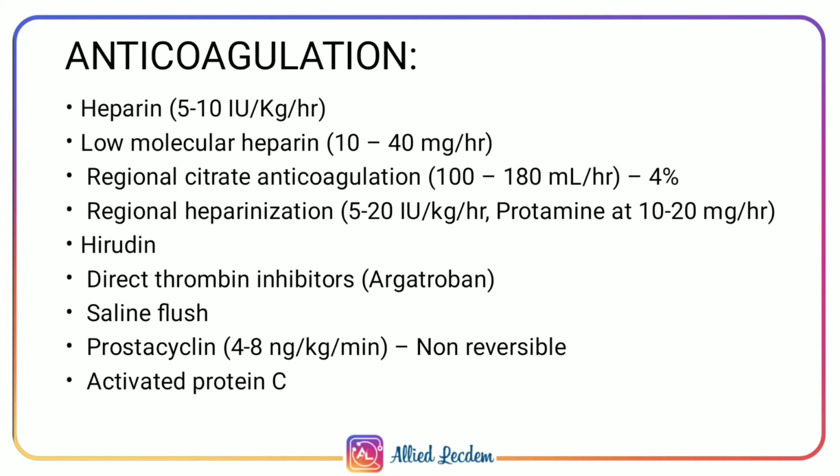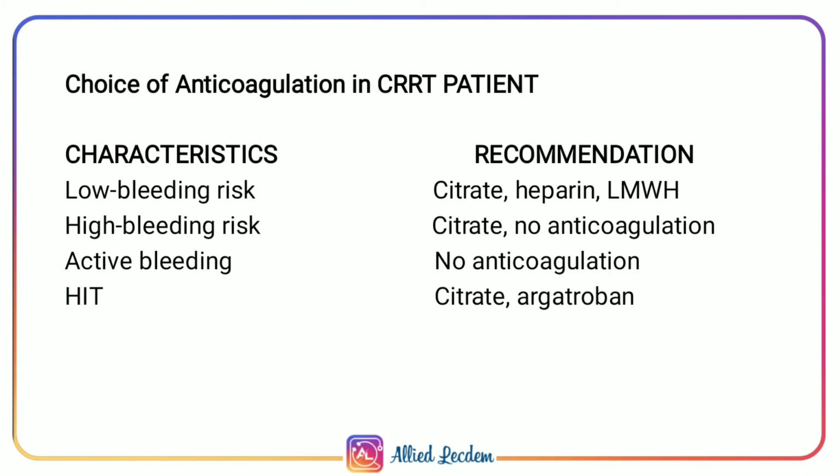The anticoagulants used are heparin, low molecular weight heparin, regional citrate anticoagulation, regional heparinization, direct thrombin inhibitors, saline flush, prostacyclin, and activated protein C. Next, the choice of anticoagulation in CRRT patients, the characteristics of the patients and the recommendation of the anticoagulation. For low bleeding risk, we use citrate, heparin, low molecular weight heparin. For high bleeding risk, citrate, or no anticoagulation. Active bleeding, no anticoagulation. HIT, citrate and argatroban.